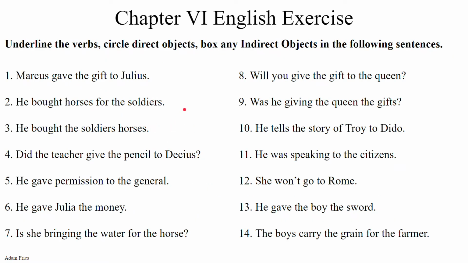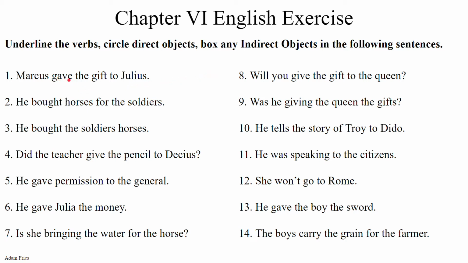All right, let's underline the verbs, circle direct objects, and box any indirect objects in the following sentences. So, number 1, Marcus gave the gift to Julius. Underline the verbs. The verb is gave, underlining that verb, that action word.